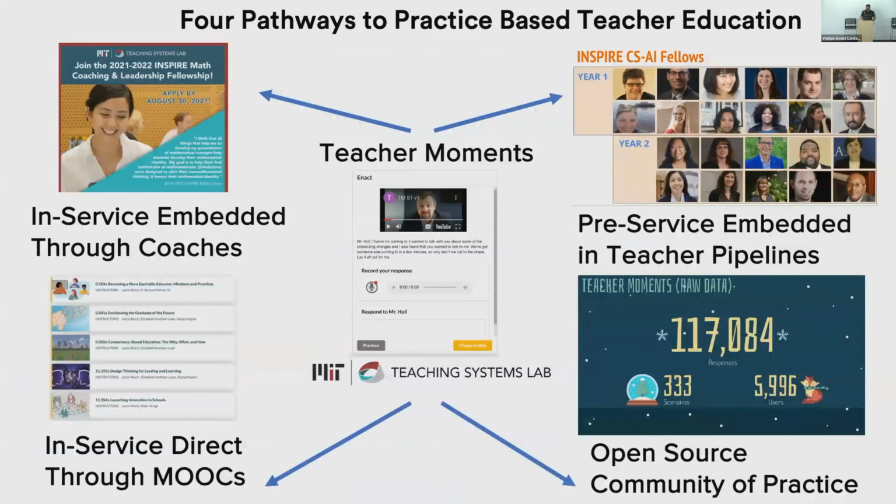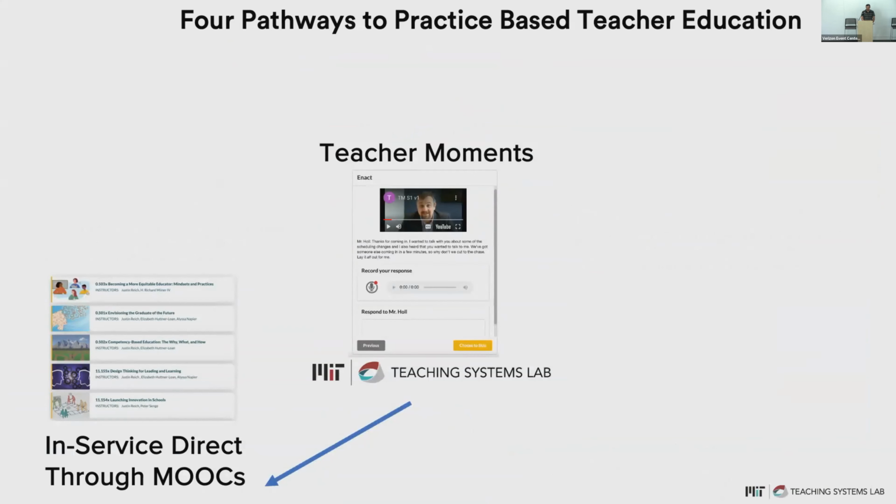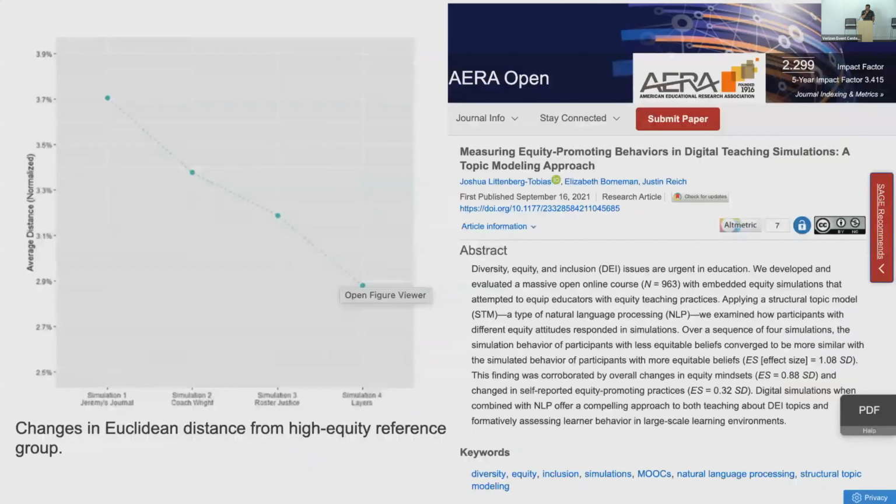A few different kinds of studies that we've done. We try to take this and embed it in lots of different parts of the teacher education system to see where it works. We do some things direct to teacher learners through MOOCs. We do some things with colleges of education. We do some things with districts. These are just teasers for things you can read in the paper or other papers.